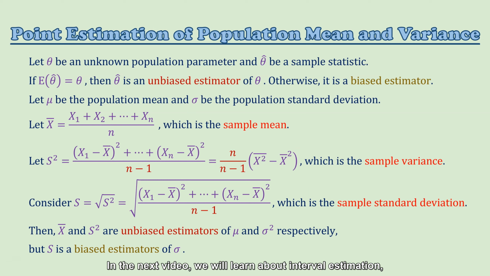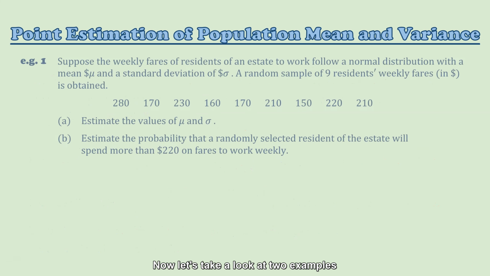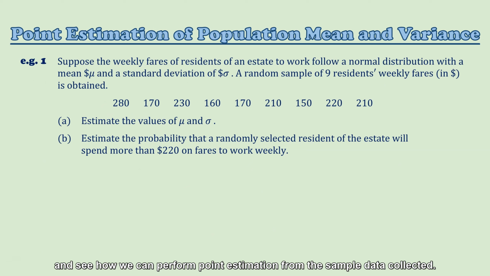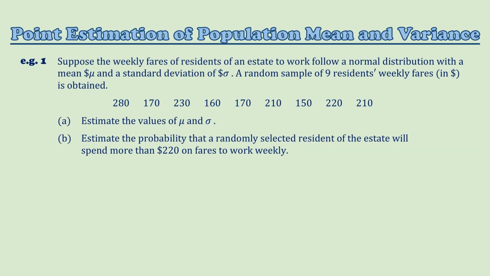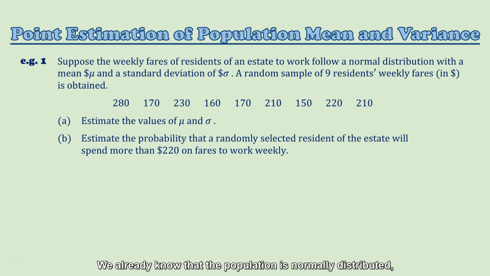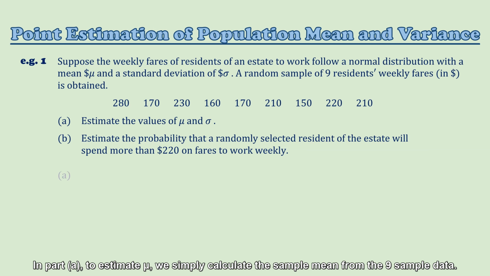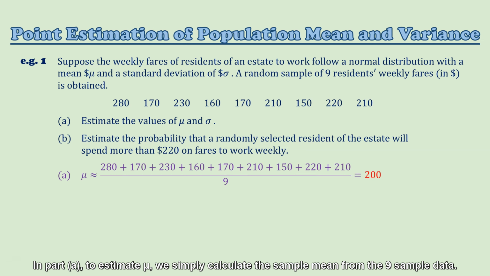In the next video, we will learn about interval estimation, which involves estimating a population parameter by a range of values. Now let's take a look at two examples and see how we can perform point estimation from the sample data collected. In the first example, we have a sample of 9 data. We already know that the population is normally distributed, and the mean and the standard deviation are denoted by mu and sigma respectively. In part A, to estimate mu, we simply calculate the sample mean from the 9 sample data.